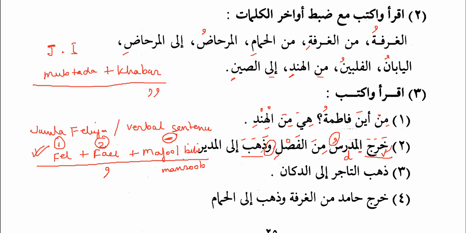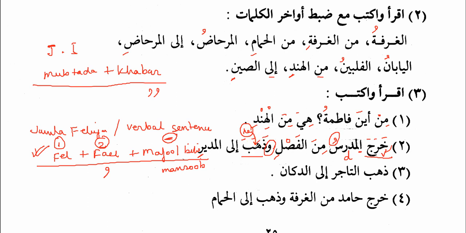So here also you can see ذهب إلى المدير. Due to this harf jar, ra will have a kasra. And what is this? ذهب. Now one may ask, where is the fa'il? Here, the pronoun "he" that is hidden in this past tense verb is the fa'il.